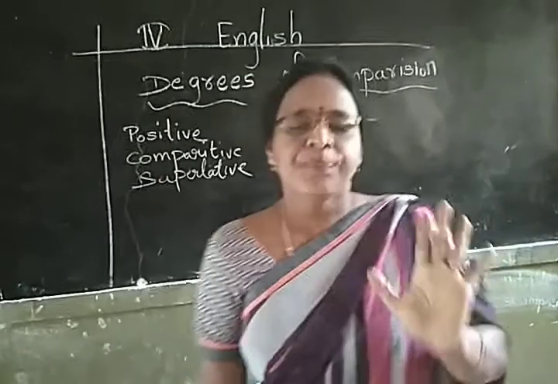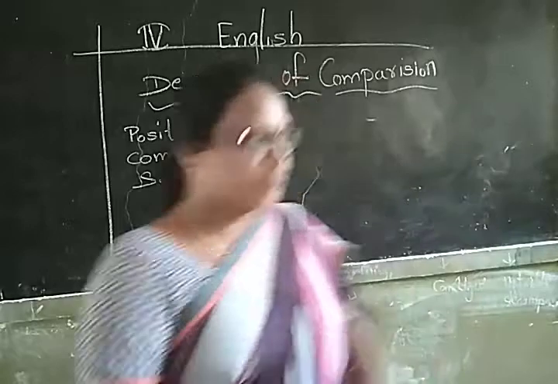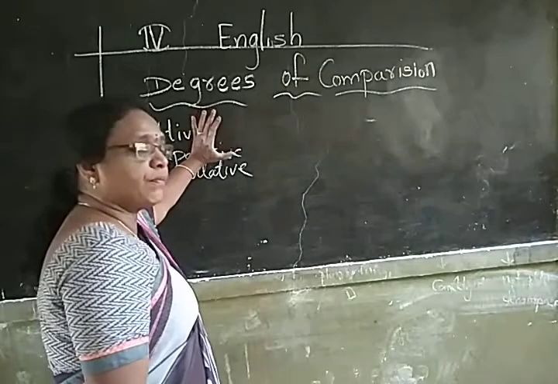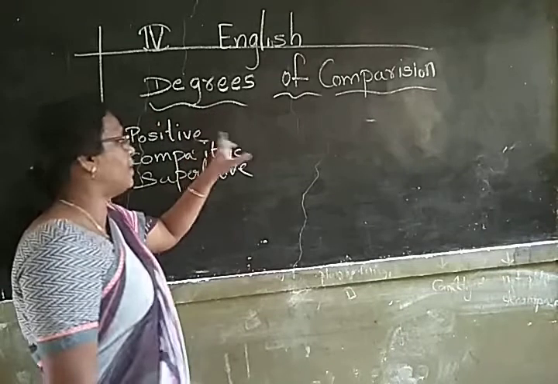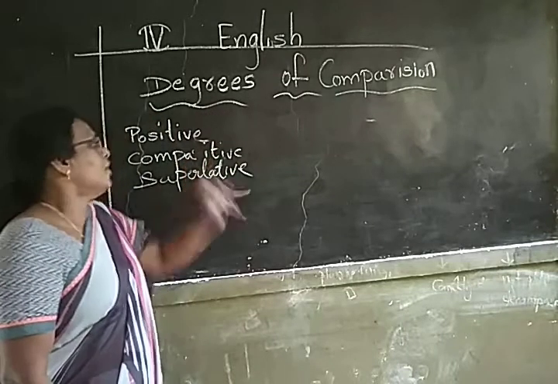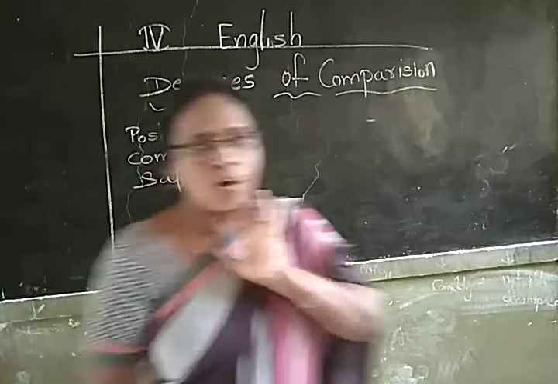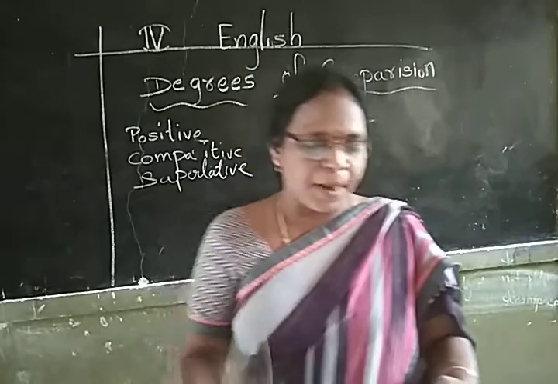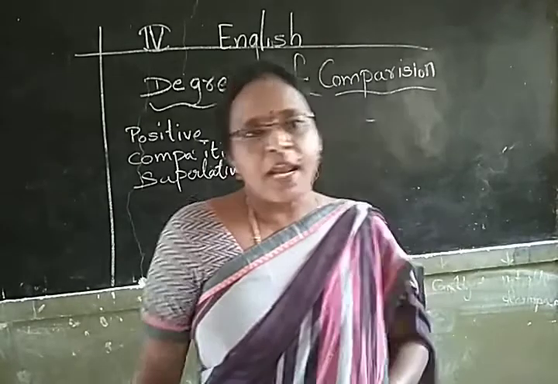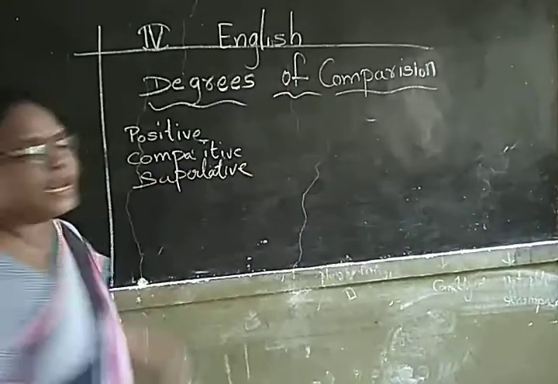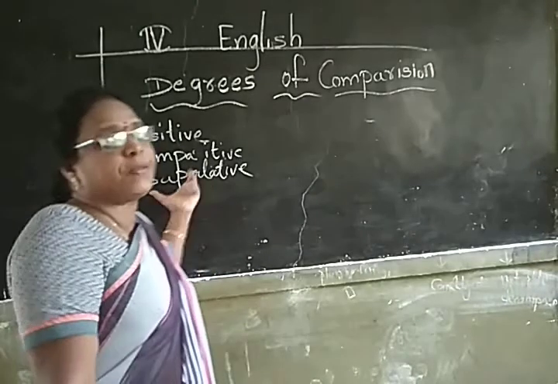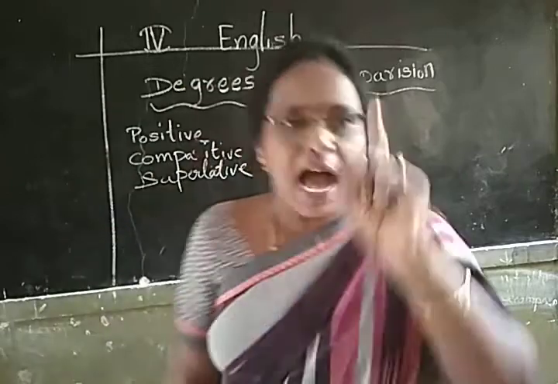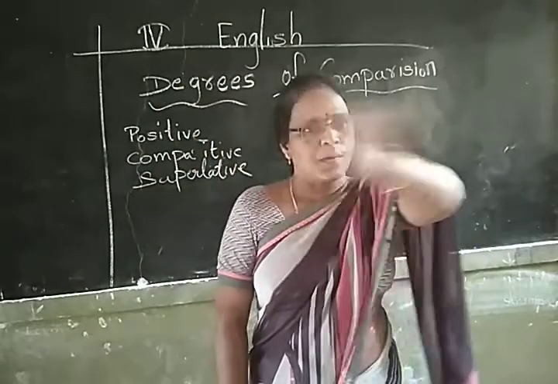Here we are going to compare. In the positive degree we will be talking about only one person. Whereas in the comparative degree, we are going to compare two or more nouns. Third one, the superlative. The name itself, superlative, is like superstar. In the superlative degree, you are going to highlight only one among the whole.